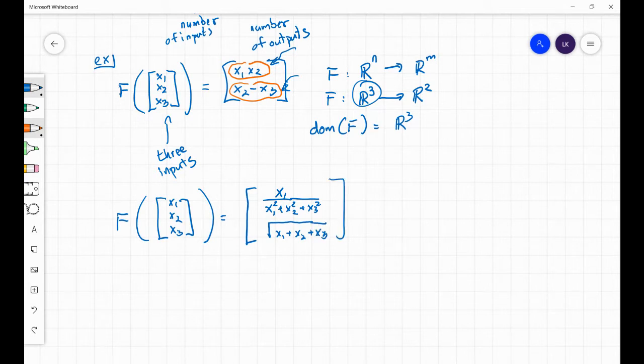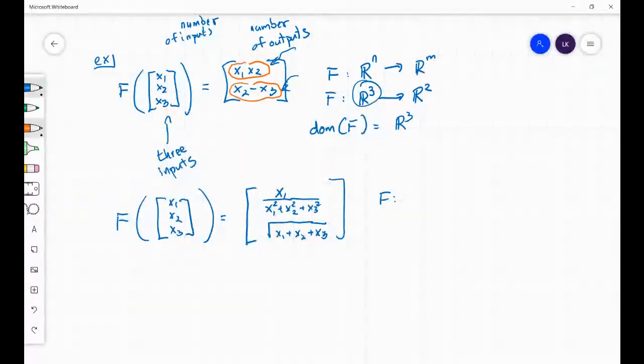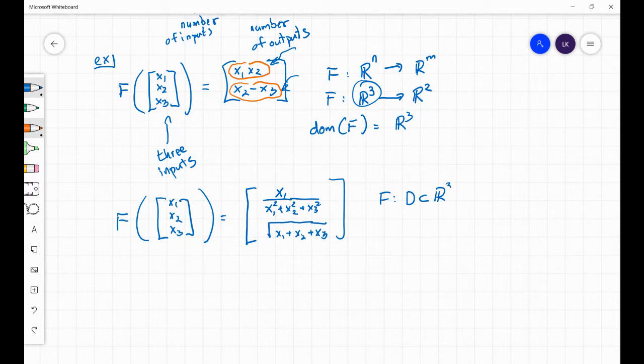Okay. So here we would write that this is a function with some domain, which is a subset of R3 because we have 3 inputs, into some point in R2. Sorry, R2. But what's the domain of this function? How do we determine? Well, it's just the common domain.